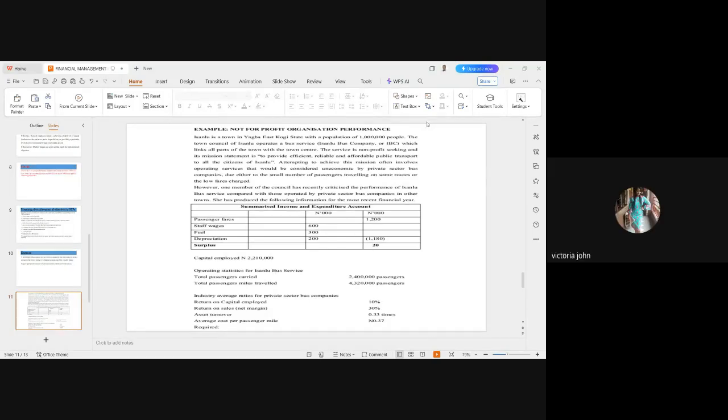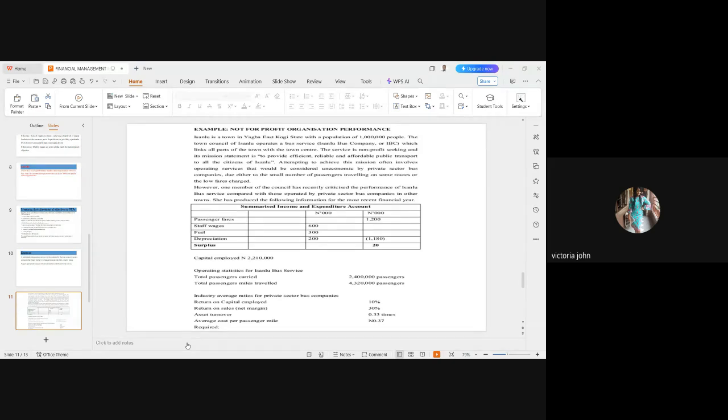Okay, Isanlu is a town in Yagba East, Kogi State with a population of 1 million people. The town council of Isanlu operates a bus service, Isanlu Bus Company or IBC, which links all parts of the town with the town center. The service is non-profit seeking and its mission statement is to provide efficient, reliable and affordable public transport to all the citizens of Isanlu. Attempting to achieve this mission also involves operating services that will be considered uneconomic by private sector bus companies due either to the small number of passengers traveling on some routes or the low fare charged.